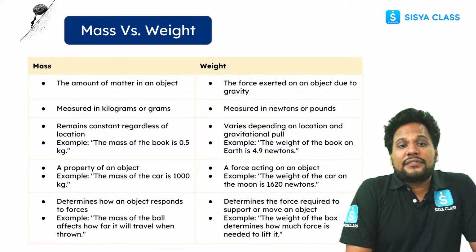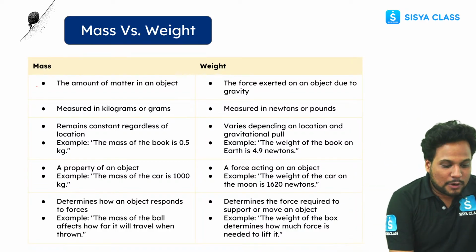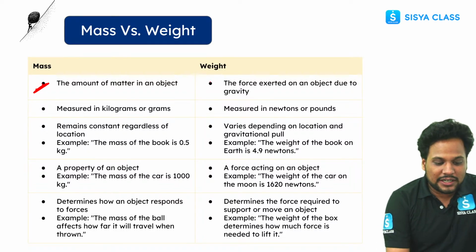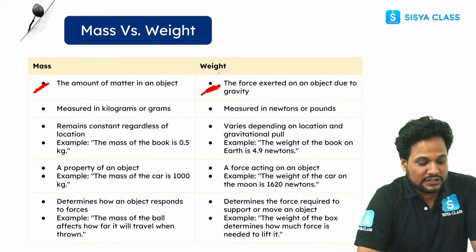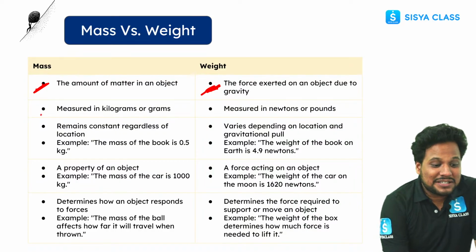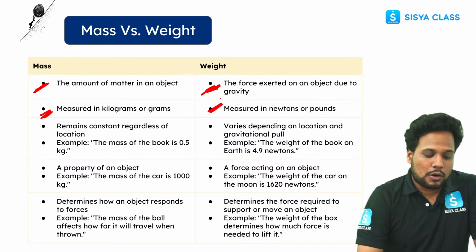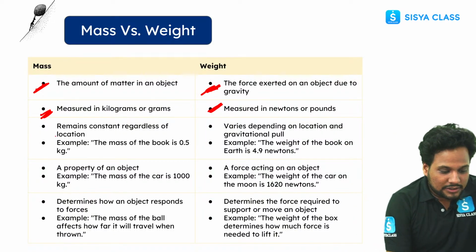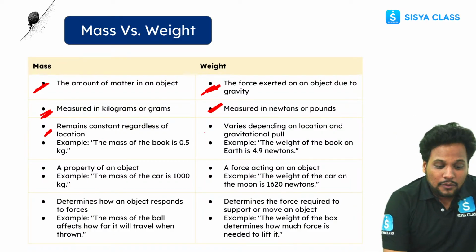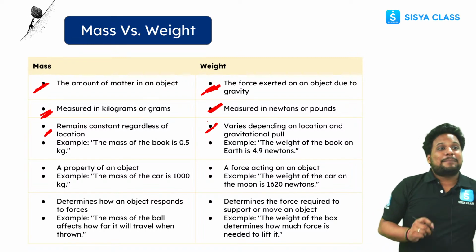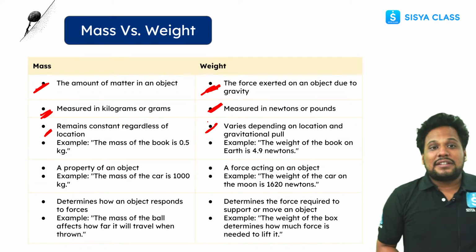Now, what are the differences between mass and weight? One by one we will discuss. The mass is the amount of matter present in any object. What is weight? The force exerted on an object due to gravity. So this is the first difference. Second, mass is measured in kilograms, and weight is measured in Newton or pounds. Third, mass remains constant regardless of location, and weight varies depending on location and gravitational pull, as we have discussed.